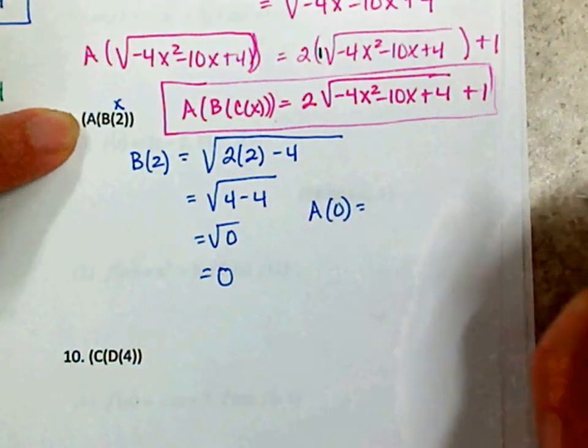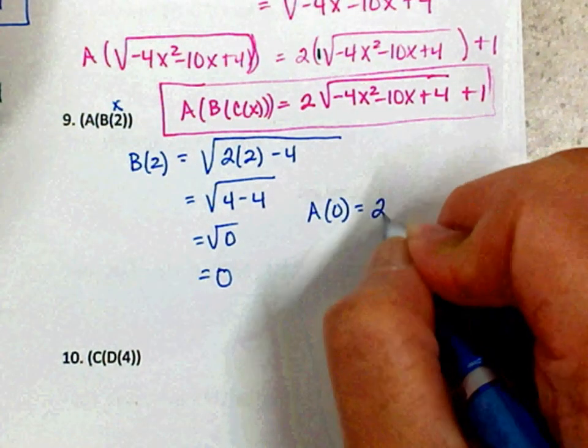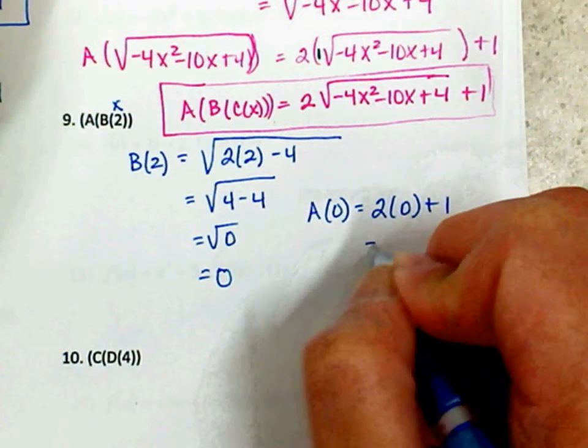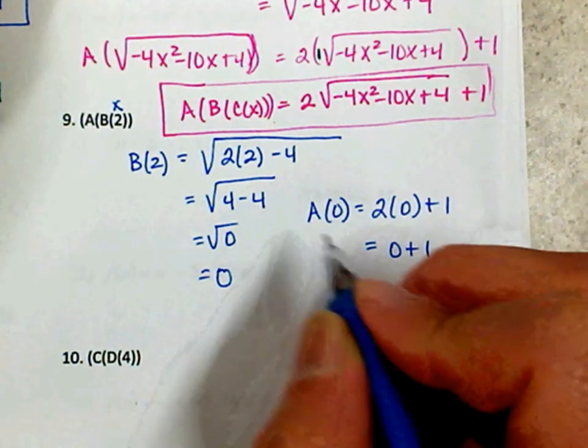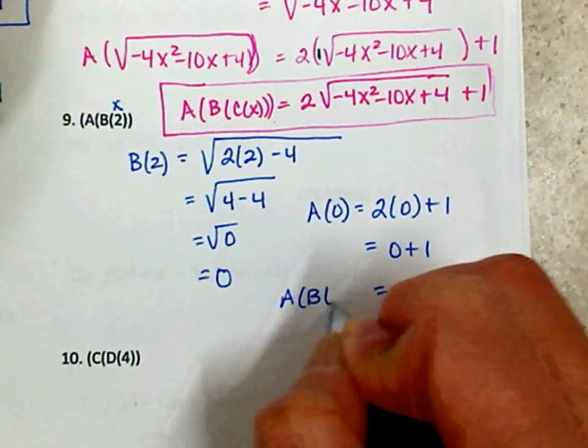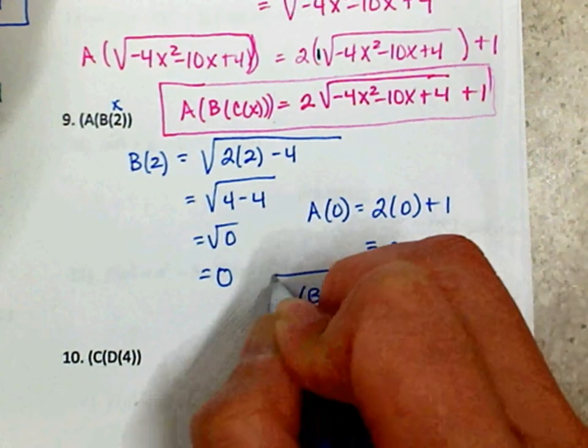Your x is now a 0 for your A. So 2 times 0 plus 1. 2 times 0 is 0 plus 1. And 0 plus 1 is 1. So there's your A of B of 2. Okay?